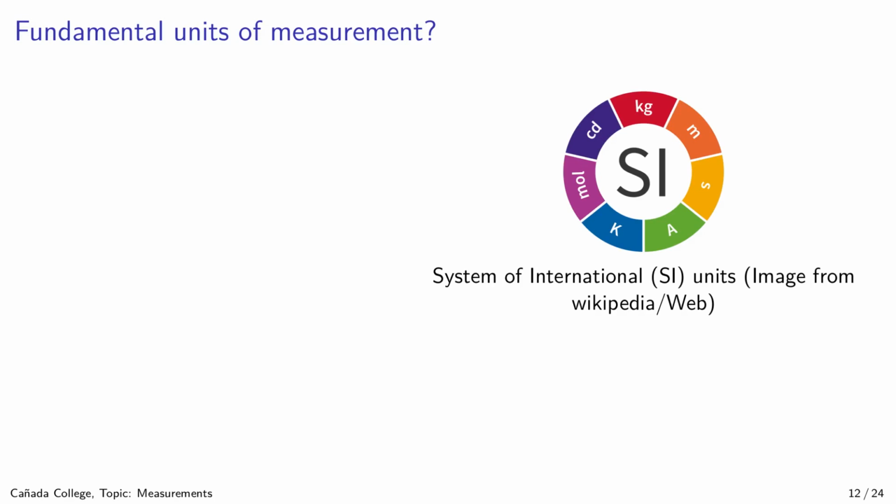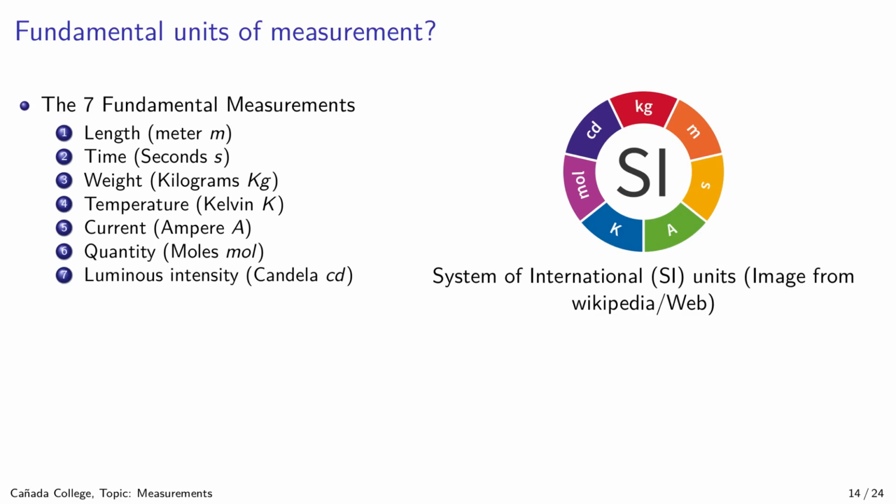Okay, so now let's look at how we get to the point of measuring such complex things in terms of the units that are involved. So we'll start with what are known as the fundamental units of measurement. We're going to use the international system of units called the SI units, and in the SI units it turns out that there are 7 fundamental units of measurement, and these are length, time, weight, temperature, current, quantity, and luminous intensity.